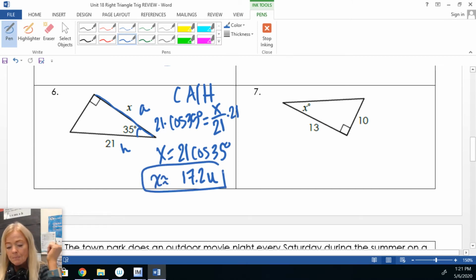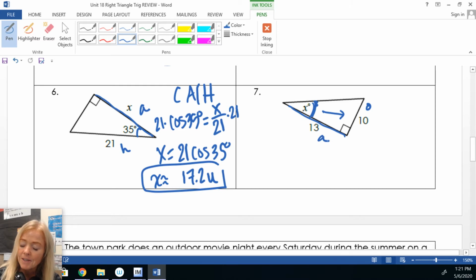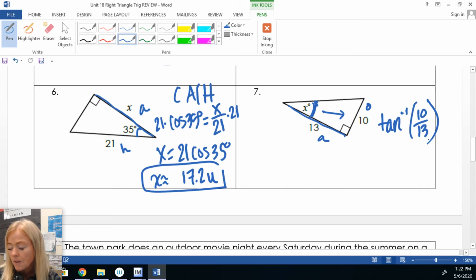Okay. And then number 7, we have a degree again. So this time we're going to use our inverse functions. We have opposite, 10, going straight across from the angle, and running right into the angle for adjacent, 13. So O and A are tangent. So we'll do tan inverse of the ratio of sides opposite to adjacent, 10 to 13. So second tan, 10 divided by 13 is 37.6 degrees.